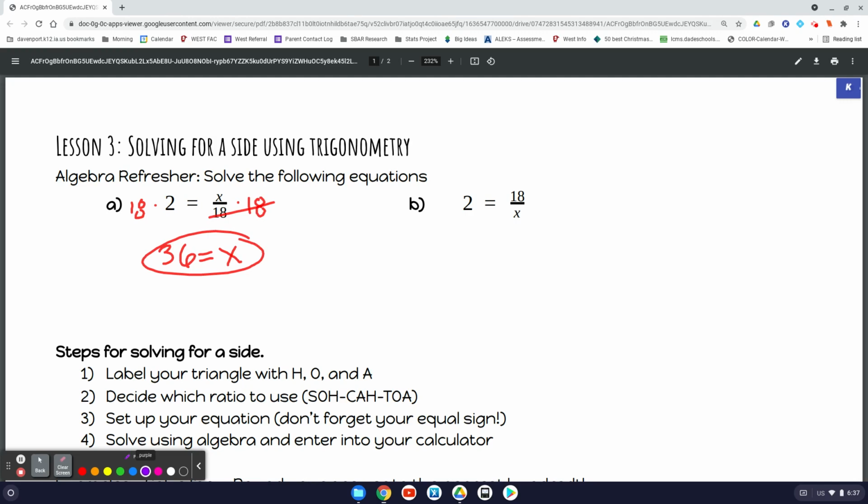If we look at the second one, we're going to do the same process. I see a fraction, I don't like fractions, so I'm going to multiply both sides by the bottom. Bottom's gone. So then on the left we have x times 2, or we just have a 2x, equals our top of 18. Well, x is not by itself, so I'm going to divide both sides by 2. So x equals 9.